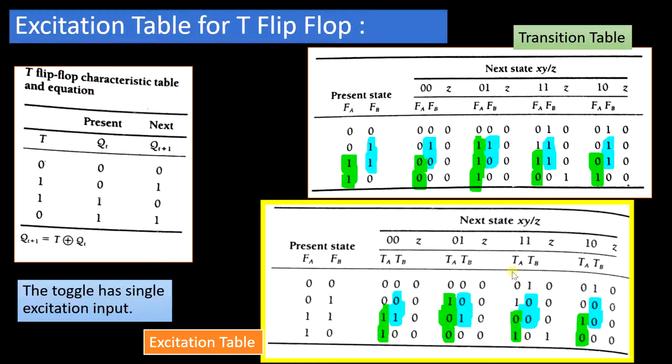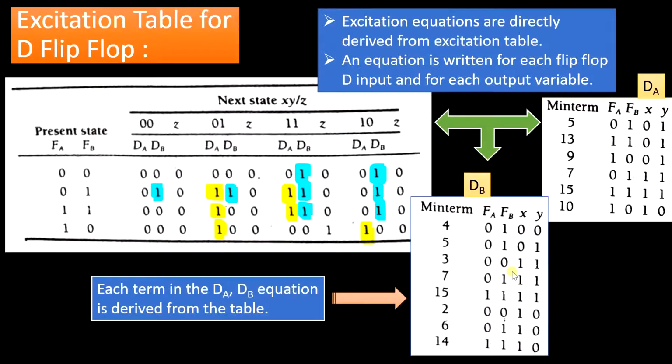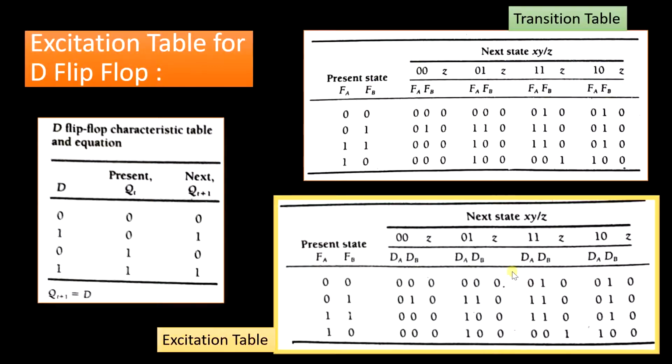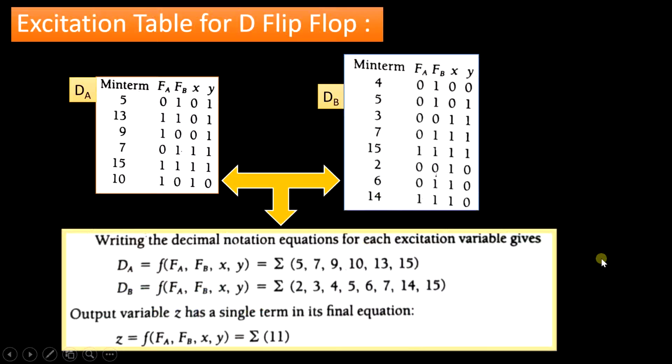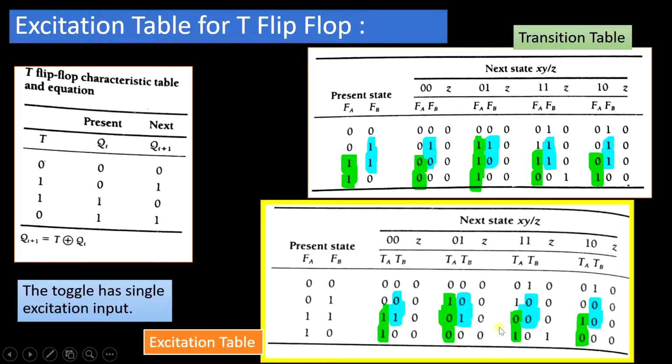If I have to tell you the difference between the D flip-flop and the T flip-flop, you would easily be able to recognize that in the D flip-flop, your excitation table will be exactly the same as that of the transition table, except for the naming or the assignment of the variables. Whereas in the T flip-flop, it will not be the same. You need to make modifications in the next state.